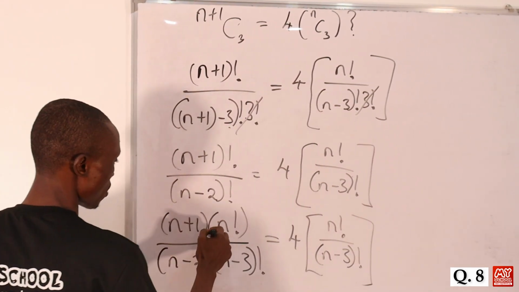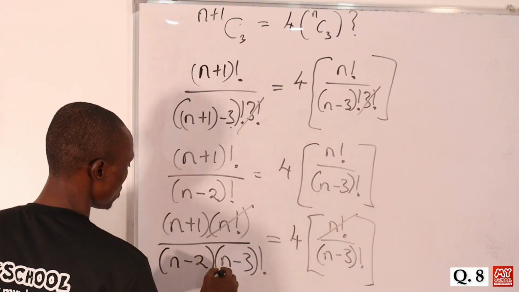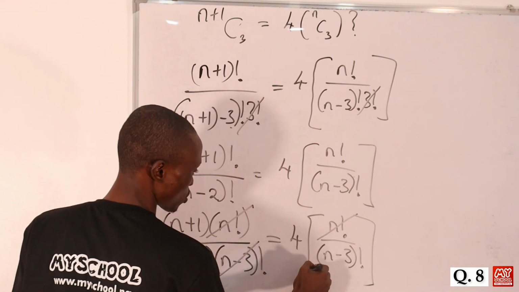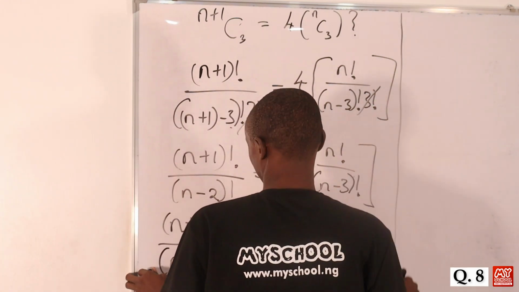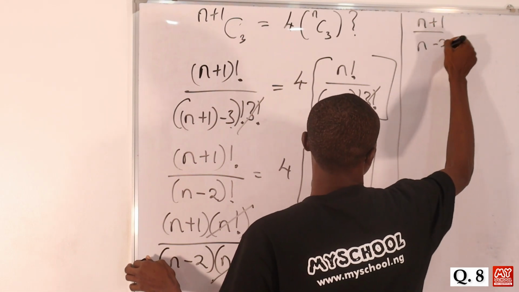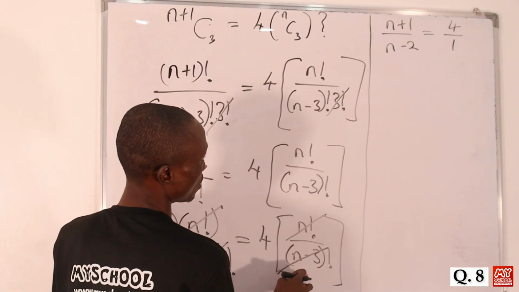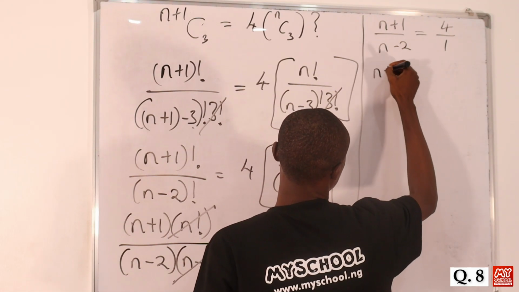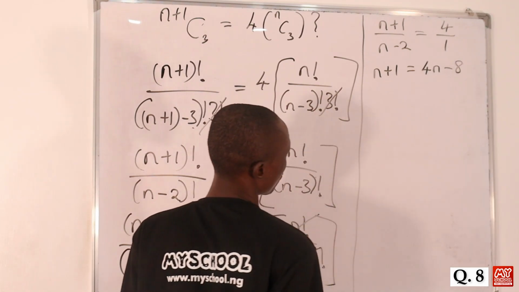So we have n factorial here, and this will cancel out the n factorial on the other side. Then the (n minus 3) factorial here will cancel out the (n minus 3) factorial there. So we are now having (n plus 1) over (n minus 2) equal to 4 over 1, because basically we have 1 left here. So we cross multiply, and we have n plus 1 equal to 4n minus 8.